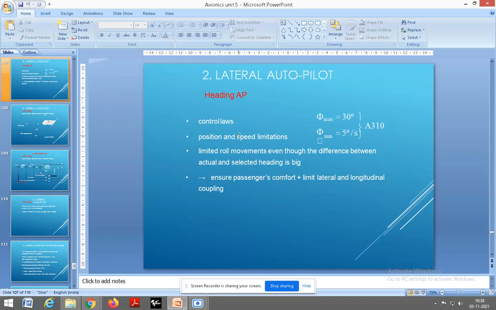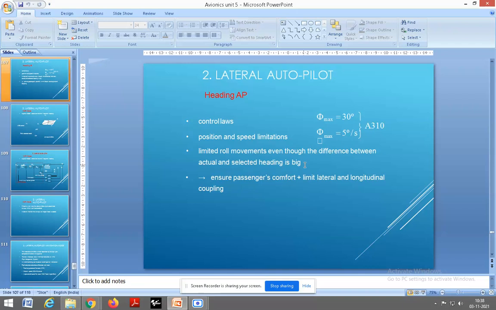The heading autopilot system will follow the control law and position and speed limitation. The maximum value will be 30 degrees, and for the position and speed limitation, your angle value will be 5 degrees per second. So it gives limited roll movement, even though the difference between the actual and selected heading is big.